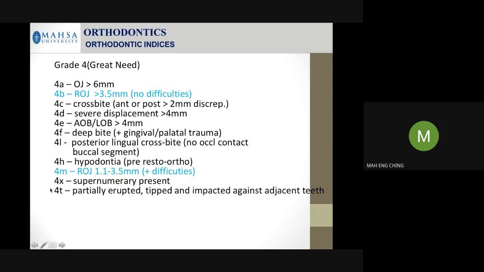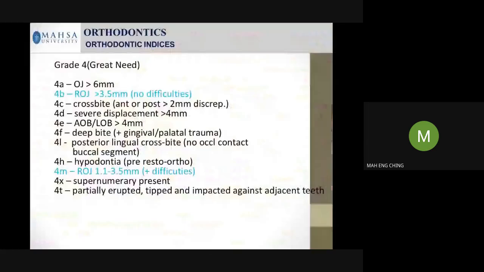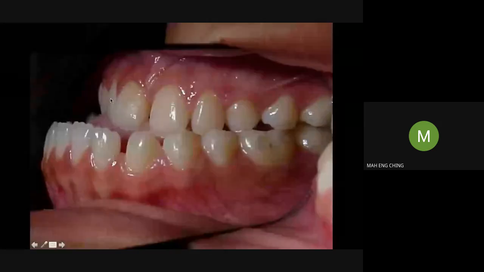Okay, supernumerary present, then partially erupted. So impacted too, you have to be careful. They are considered 4T if they're partially erupted. Let's say you can see the tips or the crown partially, then it's not considered 5i, they consider 4T because they are partially erupted, tip, and impacted against the adjacent tooth. So this one, same case, you see same case. If you have no problem with speaking and eating, then they fall into the 4B. If there is a problem with eating and speaking, then they become 5M.